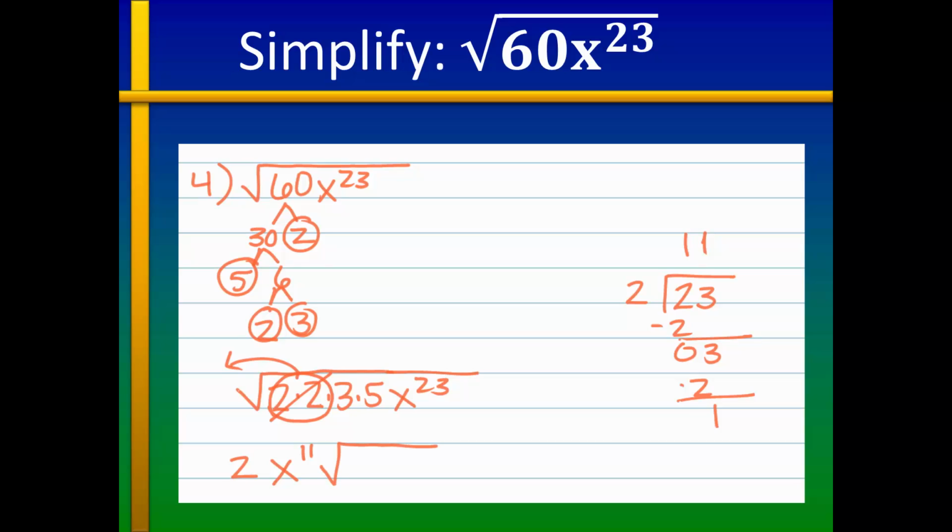Then we have the square root that we're going to come back to. We still have 3 times 5, which is 15. And do you remember how we had a remainder of 1 over here? Well, when we had the remainder of 1, that means I still have 1 x left inside this radical as part of the radicand. And this would be my final answer.